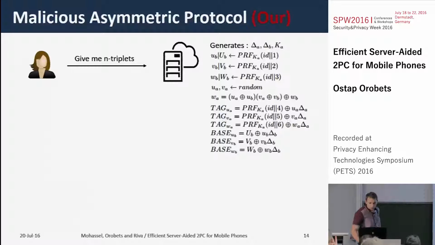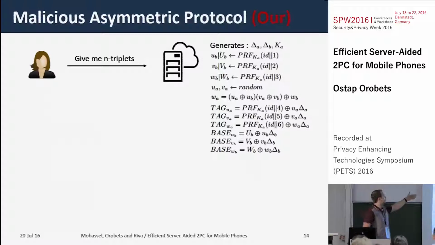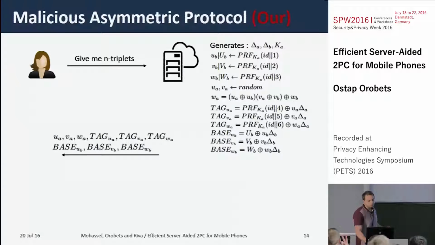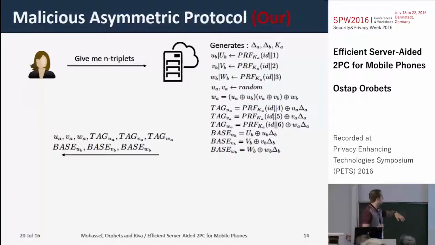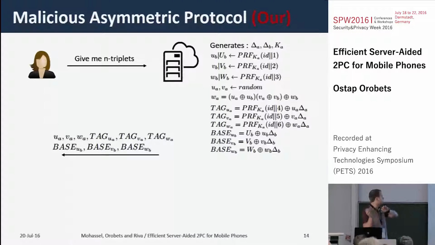And also, because he has Bob's tags and Bob's bits that were generated before, he produces the bases for them. Then he takes Alice's portion, all the tags and the triples, and the bases for Bob's part, and sends them to Alice.